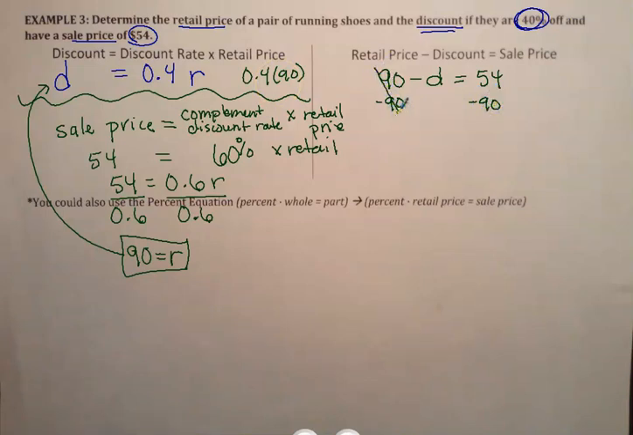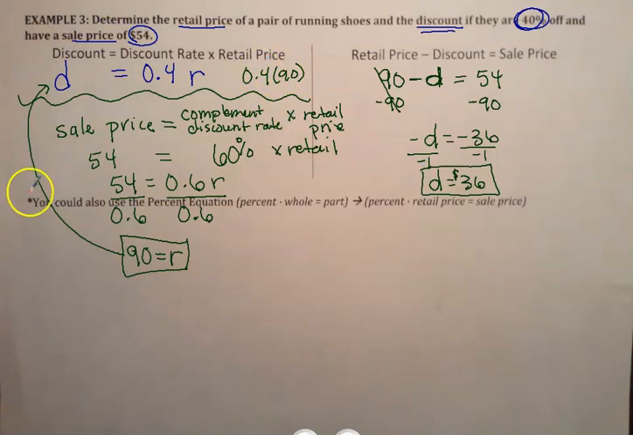90 minus 90 is 0. We have a negative D. So negative D equals negative 54 minus 90 gives me a negative 36. Okay, I'm going to have to divide by -1 to get rid of that negative. So then we have the discount equals $36, which is the same thing you got if you would have plugged 90 back into this equation. Okay, so sometimes you don't have to use all of every equation. That's kind of nice.